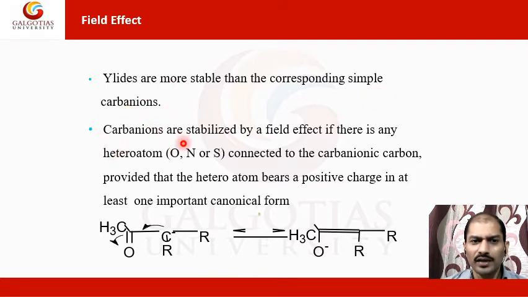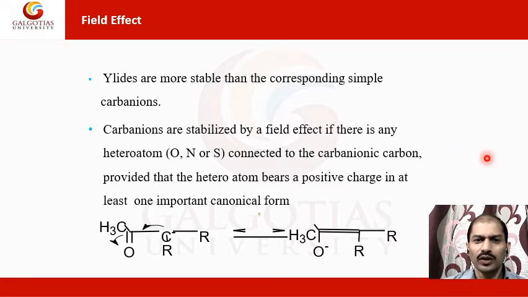So carbanions are stabilized by field effect if there is any heteroatom. Carbanions are stabilized due to the field effects connected to the ionic carbon, provided that the heteroatom bears a positive charge in at least one important canonical form. So here you can see how these changes take place. They can exist in different canonical forms.